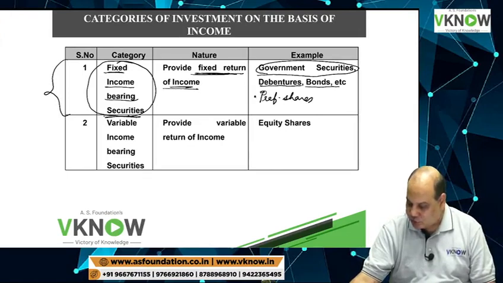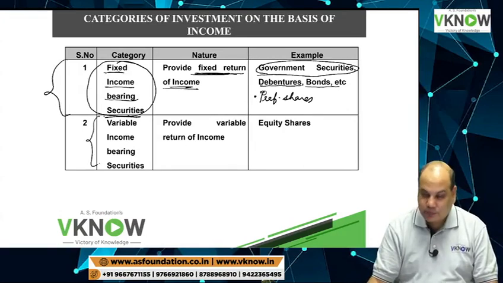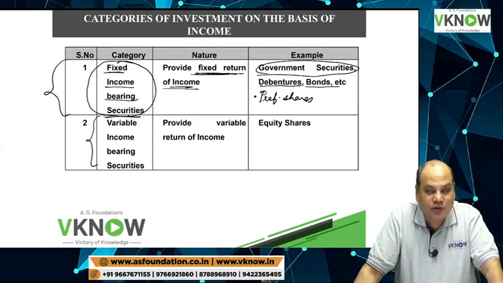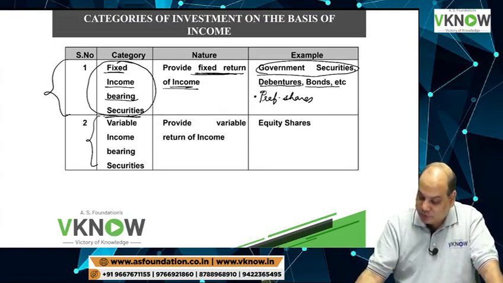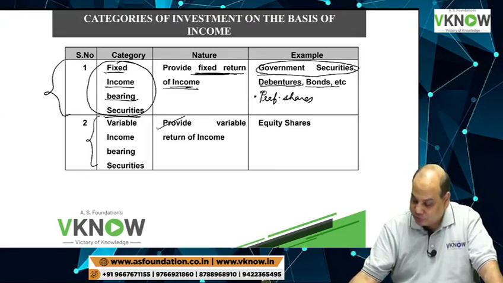Preference shares also you can mention here. You can please add preference share also. Is it right? And there are some securities where your returns are variable. There is no fixed return. You may earn more, you may earn less. The examples of variable return income are equity share and mutual fund.